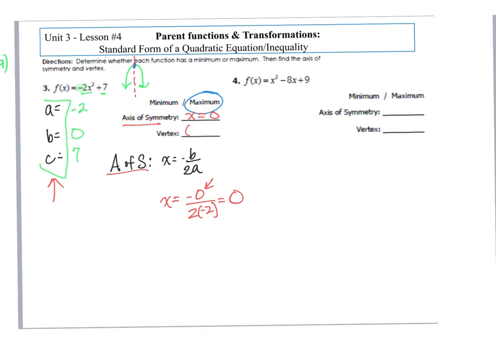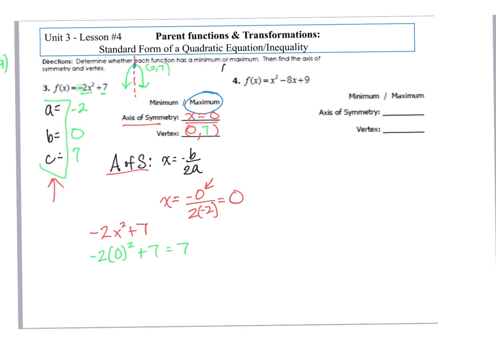The vertex will be an ordered pair, an x and a y value. The x value from your axis of symmetry is the x value of the vertex. They go hand in hand. Our equation is negative 2x squared plus 7. We're plugging in 0 for the x's. So negative 2 parentheses 0 squared plus 7 equals 7. Our vertex, our turning point, is at (0, 7). That blue dot would have been 0, 7. So that's a lot that we can figure out from an equation without even graphing the real thing yet.